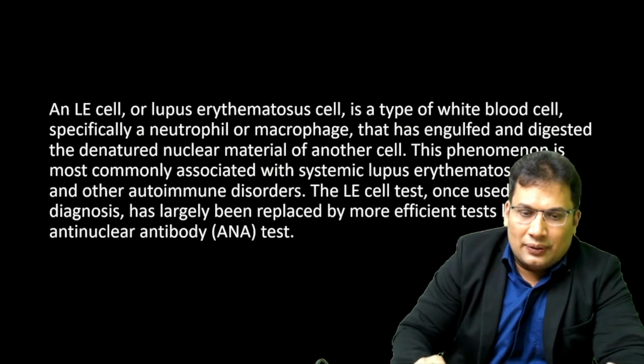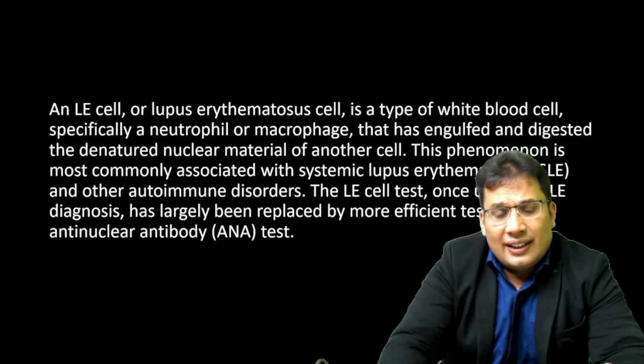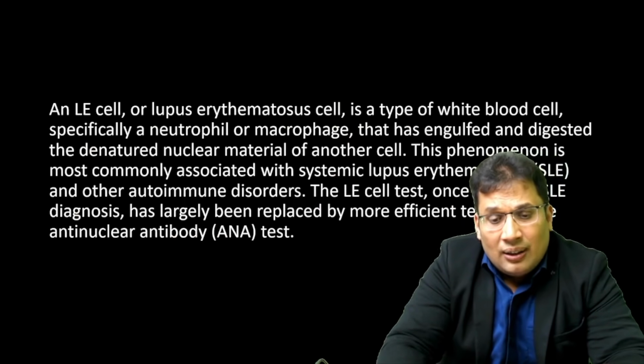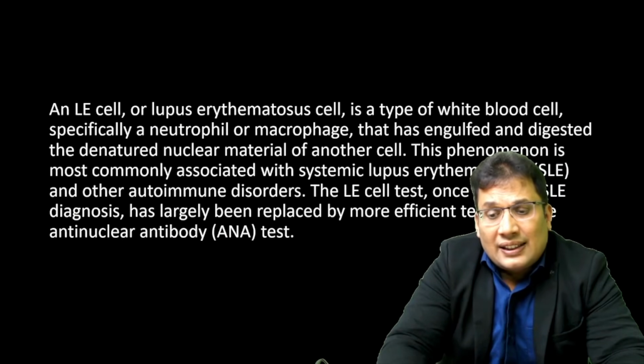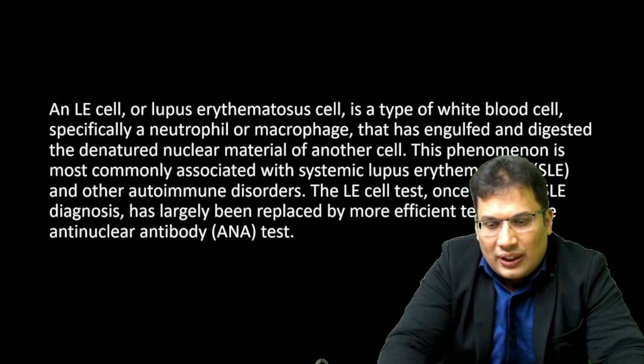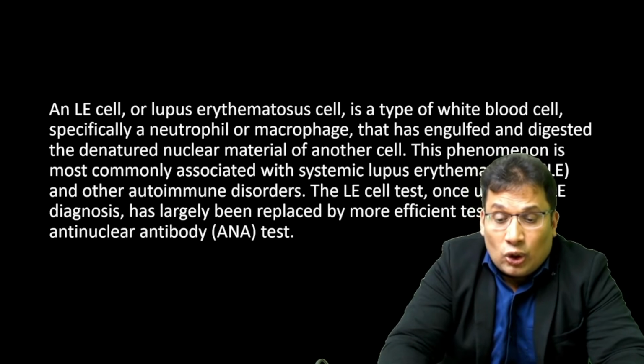Next comes, what is an LE cell? An LE cell is a lupus erythematosus cell, a type of white blood cell, basically a neutrophil or macrophage that has engulfed and digested denatured nuclear material of another cell. So it is commonly seen in SLE and other autoimmune conditions.